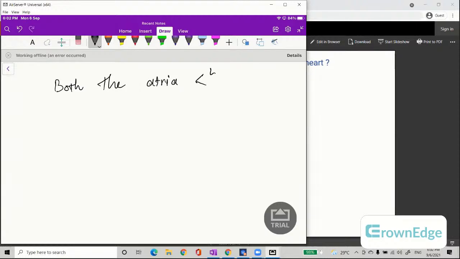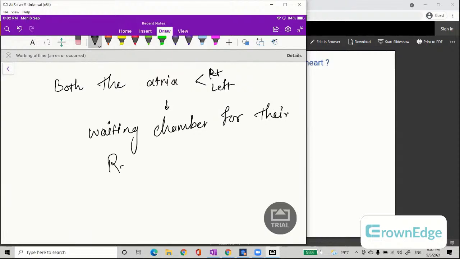That means left and right, or right and left. Both the atria are known as waiting chambers for their respective ventricles. That is right ventricle and left ventricle, right? Right ventricle and left ventricle.